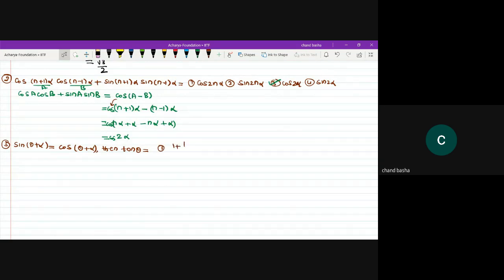1 plus tan alpha divided by 1 minus tan alpha, this is the first option. The second one, 1 plus sine alpha divided by 1 minus sine alpha. The third one, 1 minus tan alpha divided by 1 plus tan alpha. Meanwhile, you can solve this question. And the fourth one, 1 plus cos alpha divided by 1 minus cos alpha.